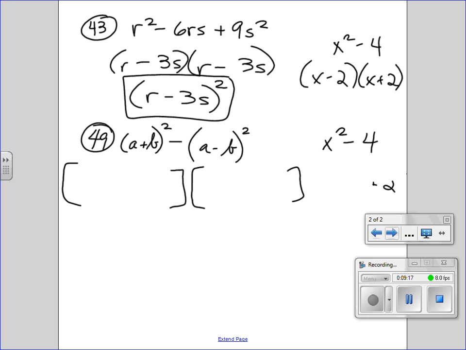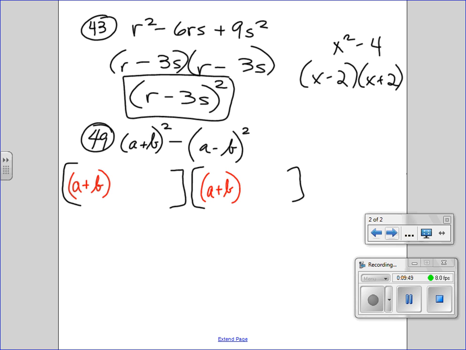Now, how did we get our x's? We took the square root. So folks, if we have a quantity squared, and I want to take the square root of the quantity squared, what is the square root of the quantity a plus b quantity squared? It's that quantity. It's a plus b.